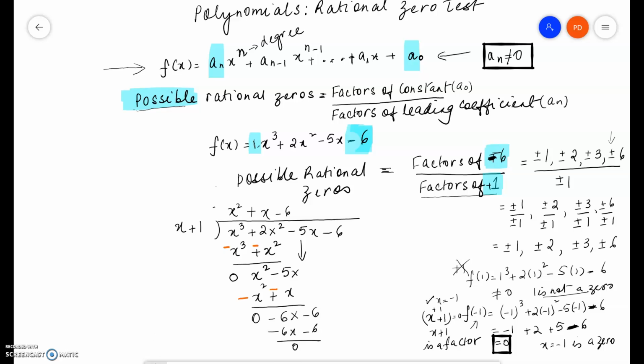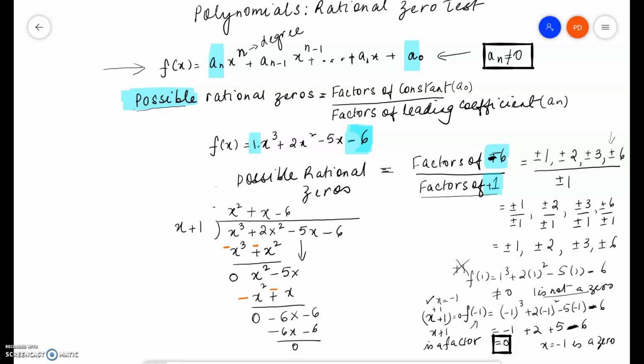Factors are whole numbers that divide a number. So the factors of negative 6 are plus or minus 1, because 1 divides 6, plus or minus 2 because 2 divides 6, plus or minus 3 because 3 divides 6, and plus or minus 6, of course, because 6 divides 6. So these are all the possible factors of negative 6.